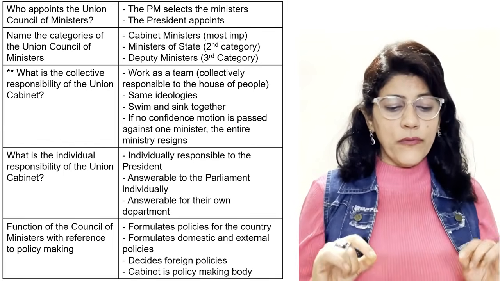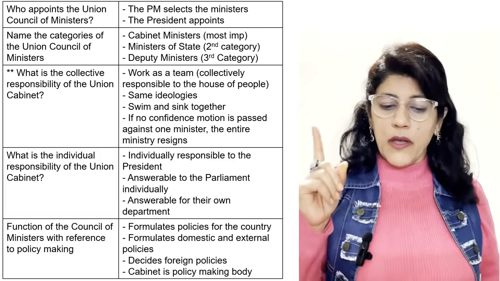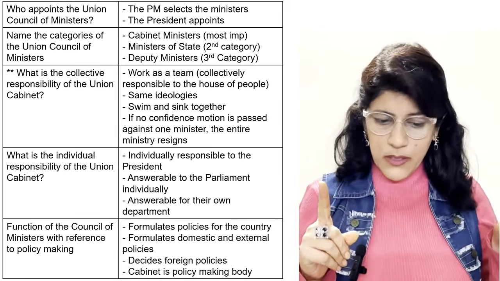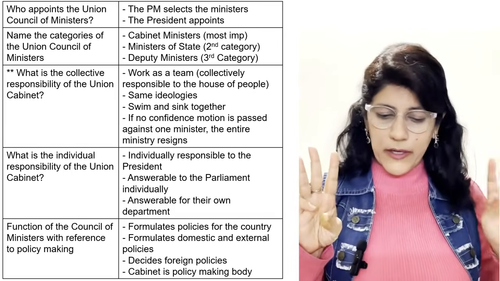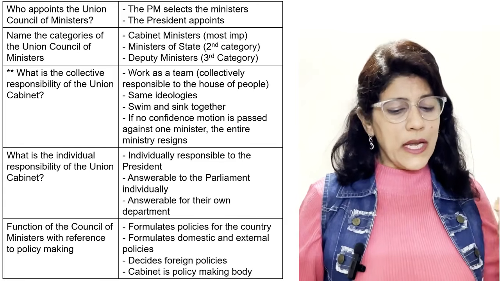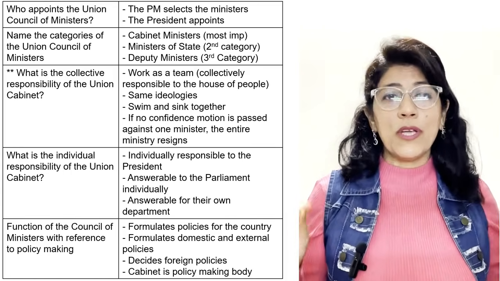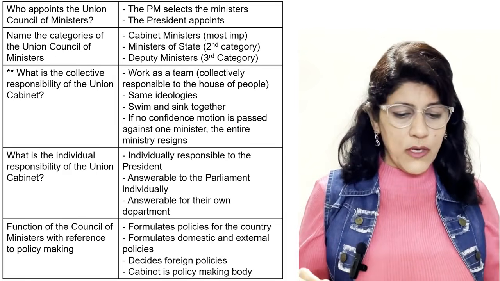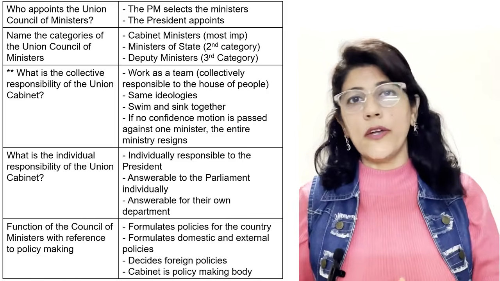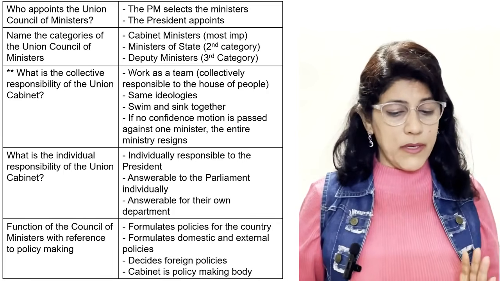Name the categories of the Union Council of Ministers. Three: Cabinet Ministers, most important. Ministers of State, second category. Deputy Ministers, third category. What is the collective responsibility of the Union Cabinet? In my view this is the most asked question and will definitely come in the paper this time. This is the difference between collective responsibility and individual responsibility. What is collective responsibility to the Union Cabinet?